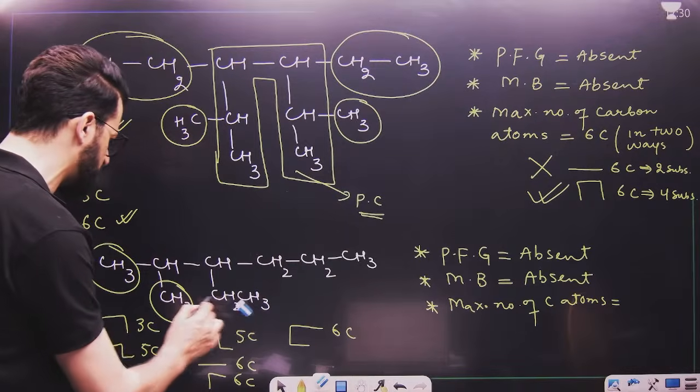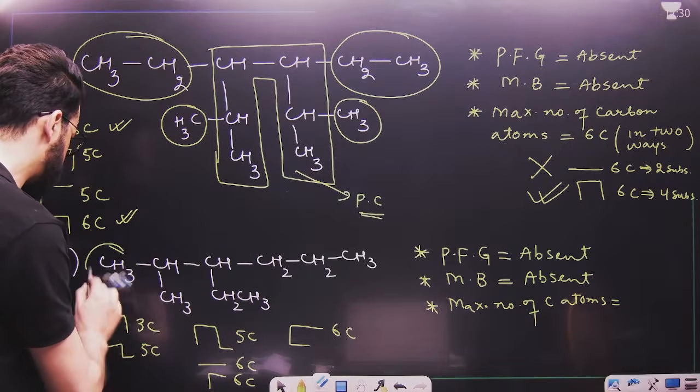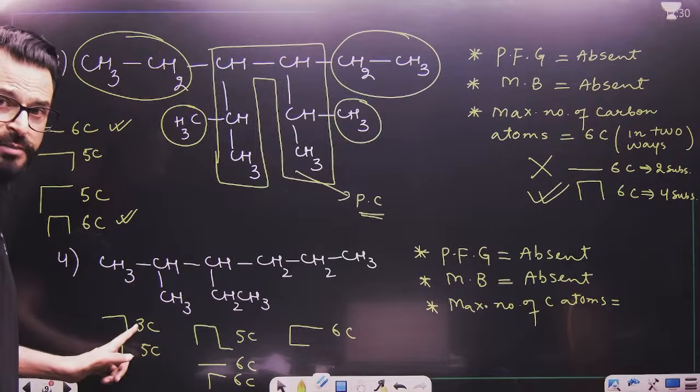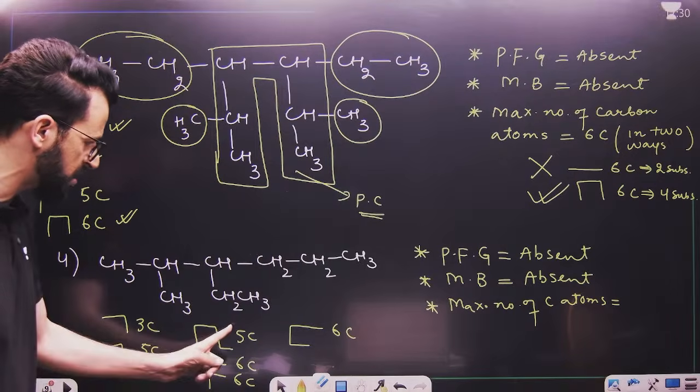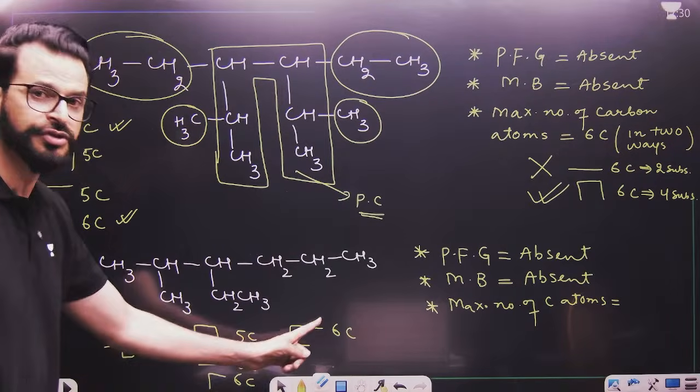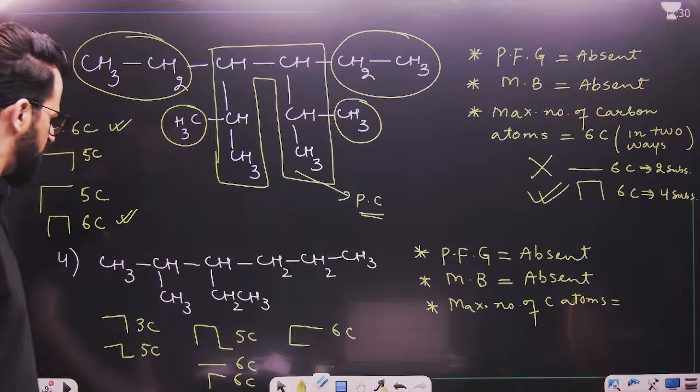So let me erase these things now. So this can never be a parent chain. Parent chains are 3 in number. So 3 ways. Now have a look.